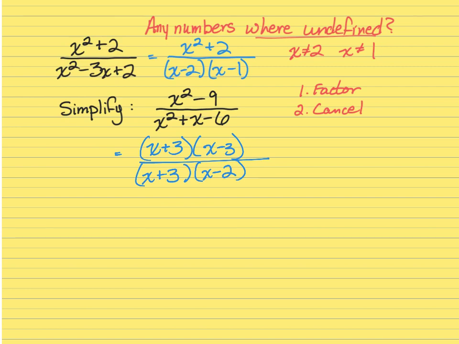All right. Now what you do is you get to cancel, and this is the same thing that applies to regular fractions. If you have a factor that is on the top and on the bottom, you get to cancel it. And so look, I've got an x plus 3 and an x plus 3.